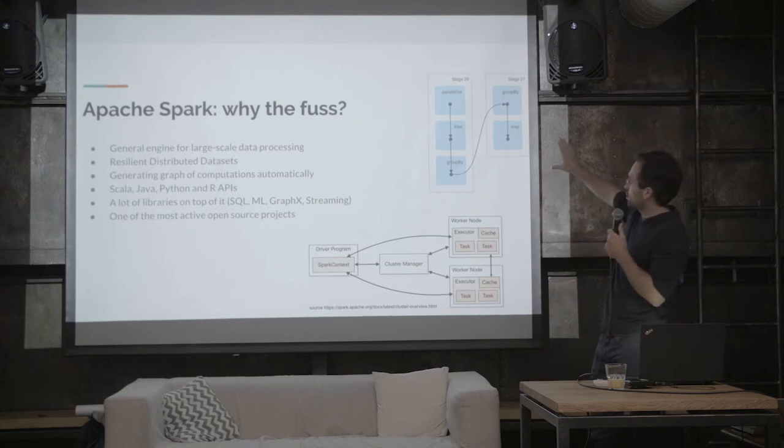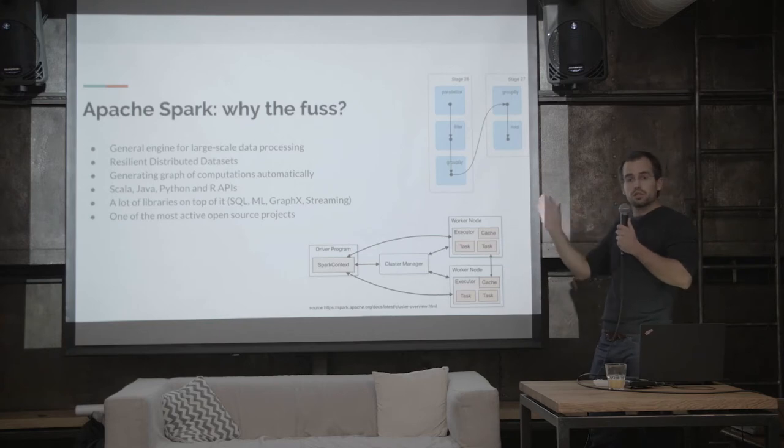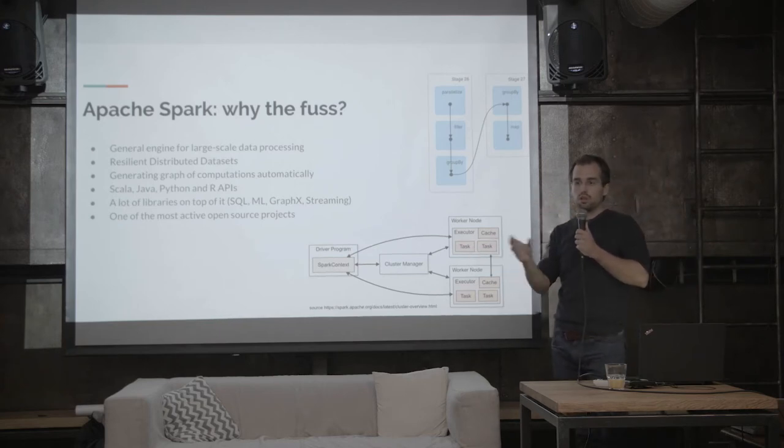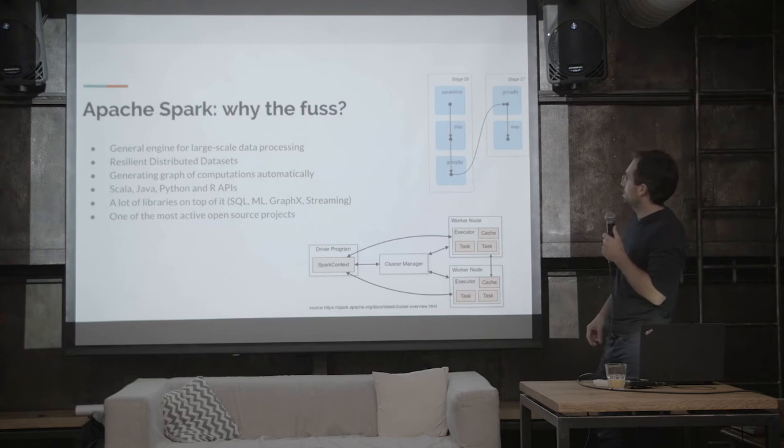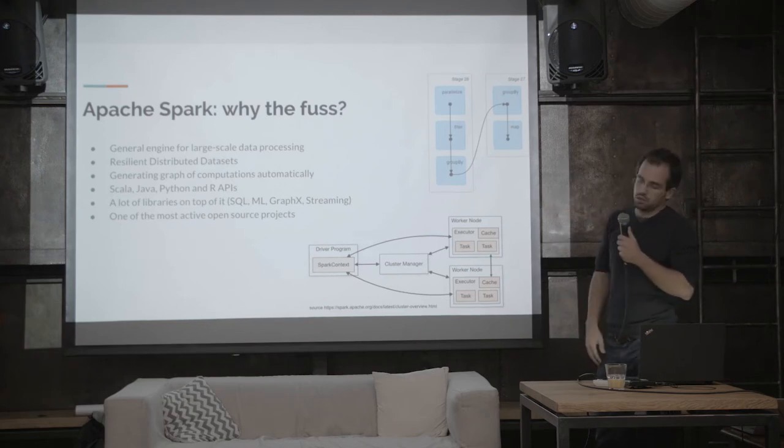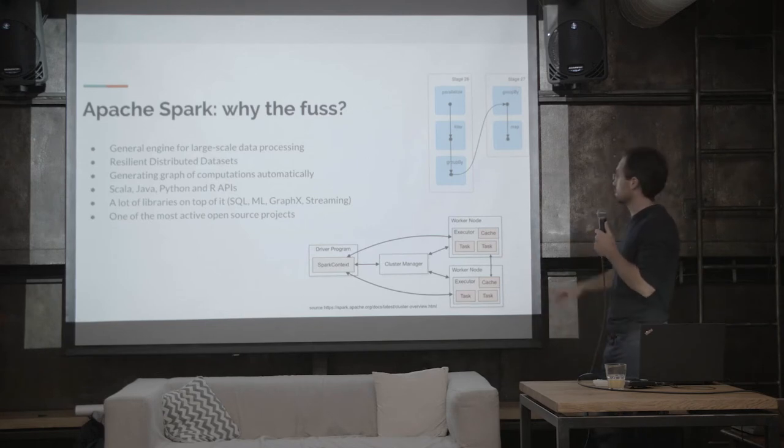And then between the stages, there is a shuffle. It requires sending data across the nodes, across the network. So this is the barrier for synchronizing your application.